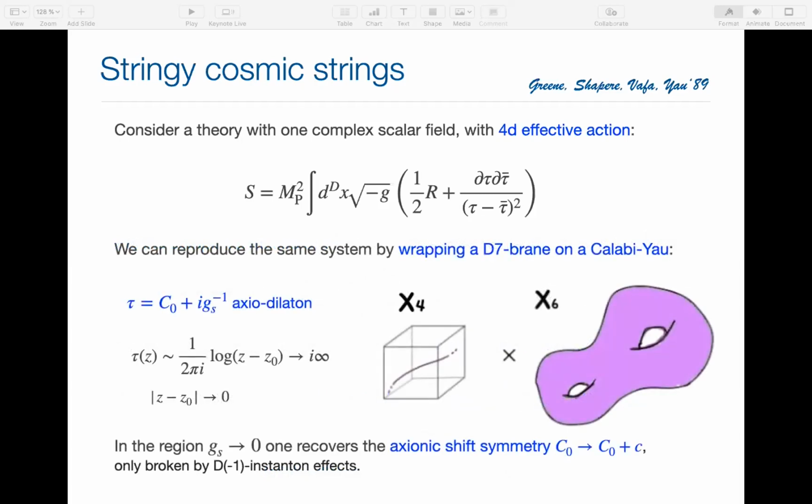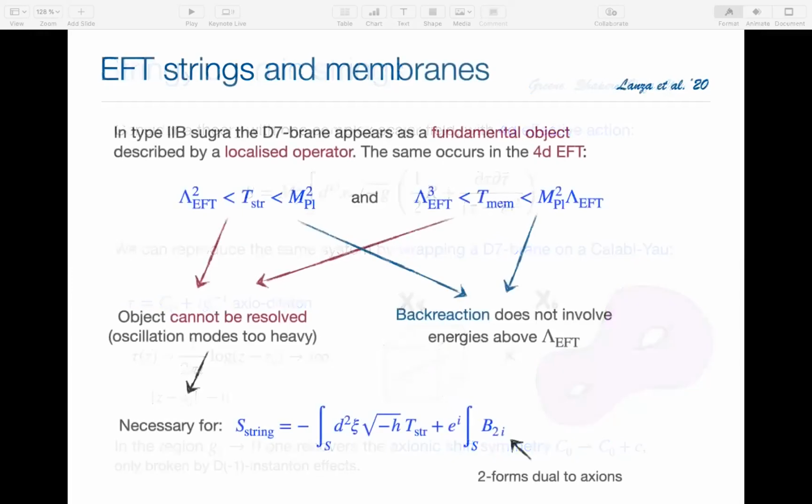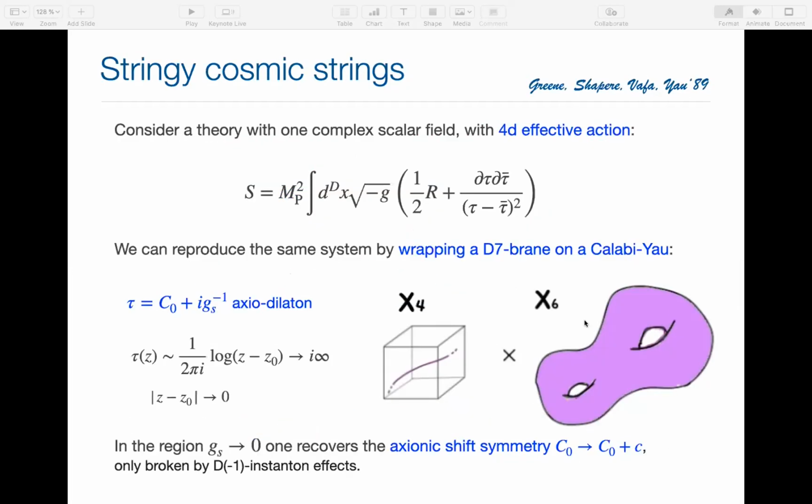So imagine, for instance, that now I am in a Type IIB compactification, and I have a four-dimensional space times a Calabi-Yau or six-dimensional space, whatever, and I wrap a D7 brane on the Calabi-Yau, and I see a string in 4 dimensions. Well, the back reaction of this D7 brane is going to be precisely as the kind of things that we were talking about.